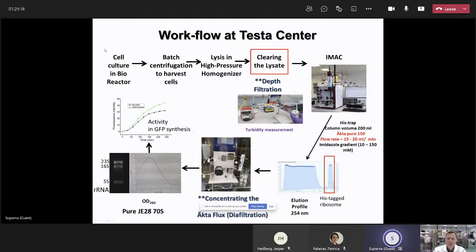So here, first of all, the upstream step is that we started growing J28 in bioreactors, which we haven't done before. So that is already one step ahead. But today I'm not going to talk about it.